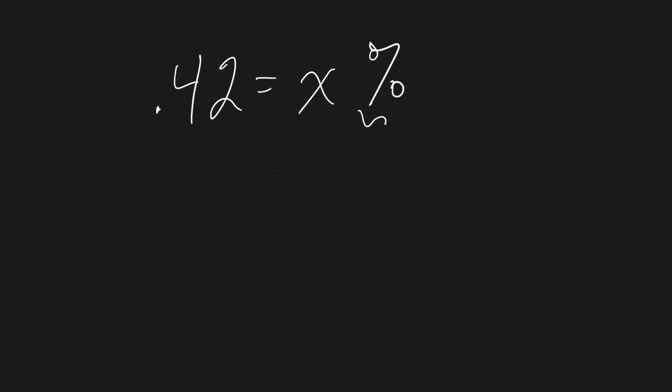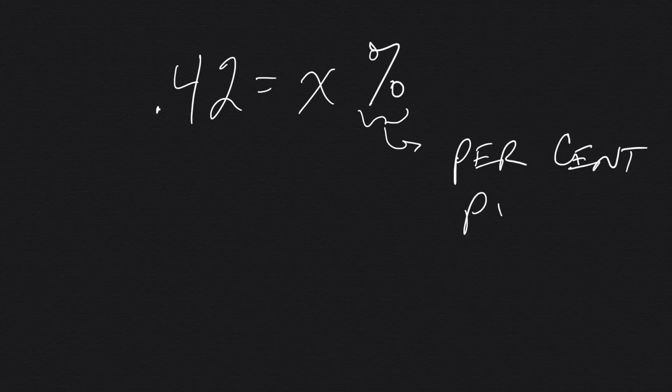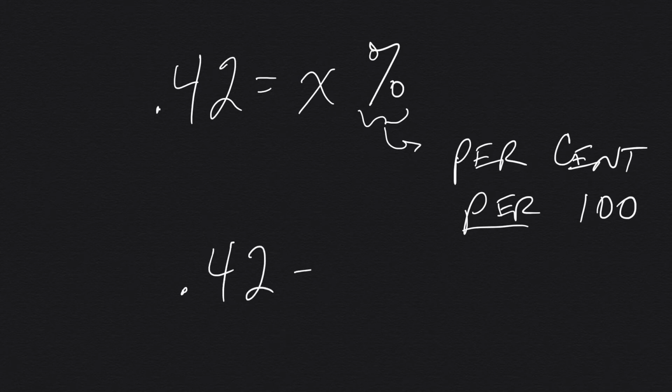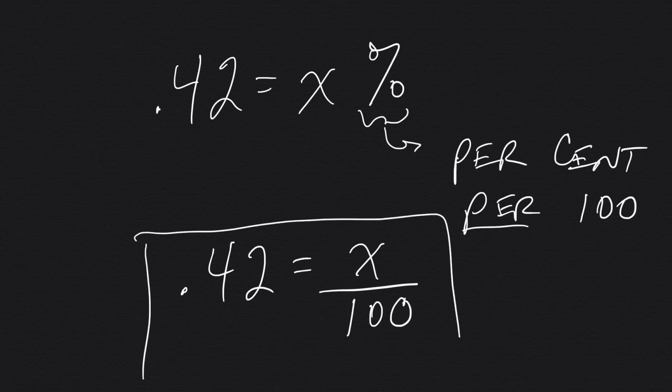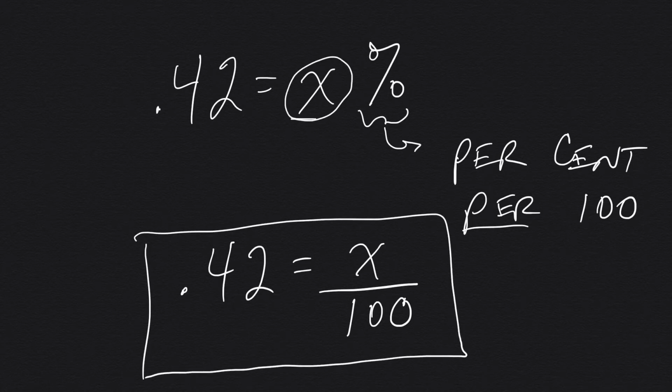Okay, so let's rewrite the equation, but instead of this percent sign, we're going to write per cent, per 100, and we're going to replace per with a fraction line. So now we go X per cent. Now we have an equation we can work with. If we solve for X, then we get our answer.